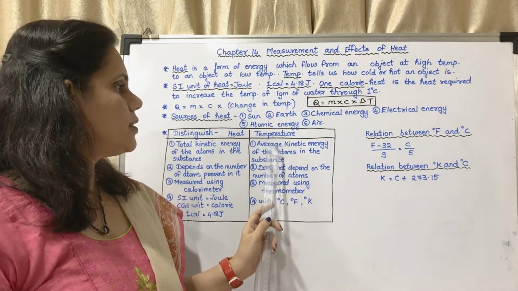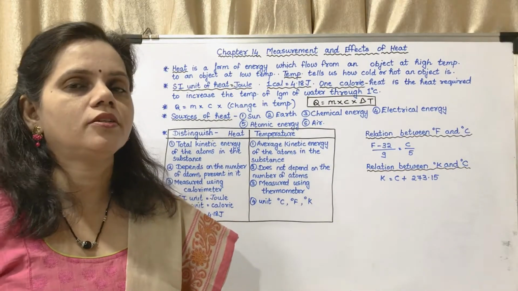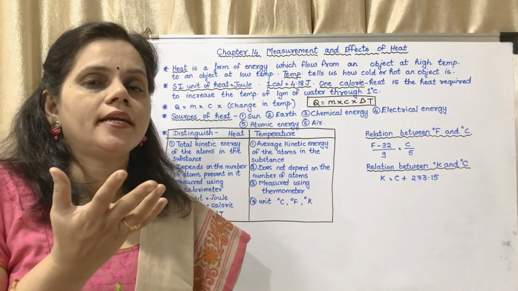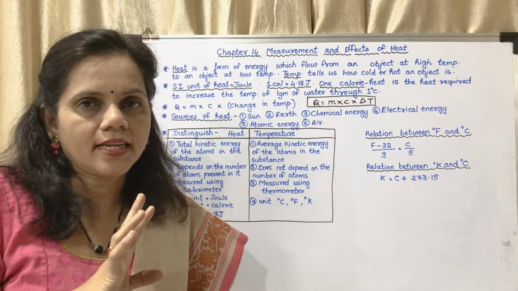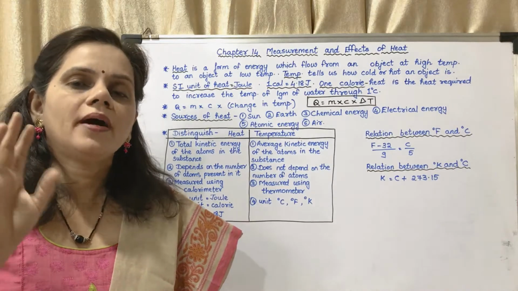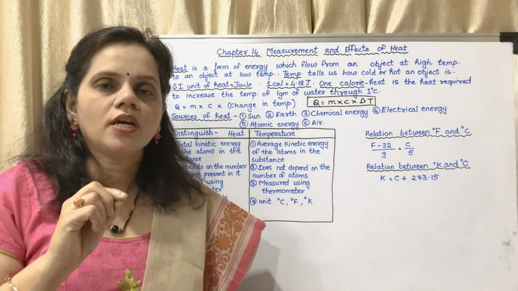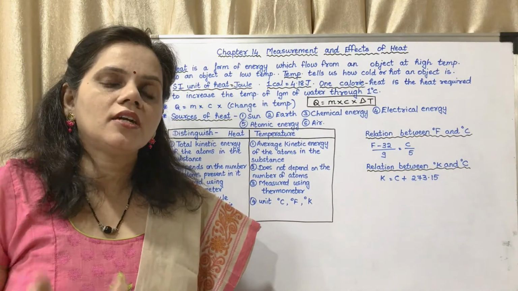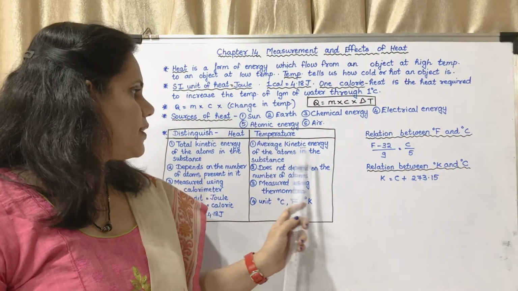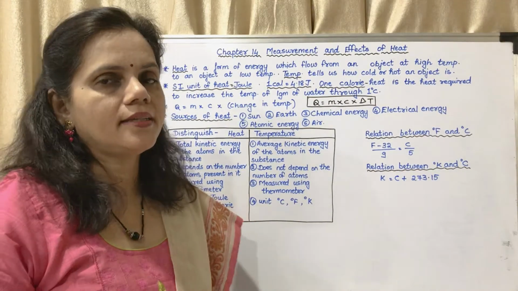And what is temperature? It is the average kinetic energy. Average kinetic energy means it will be less compared to that of heat. If one atom possesses more kinetic energy and another possesses less, there won't be much difference, say 5 calories or so. But there is a little difference in values, in energy. So when you calculate the average, the value will be a little less comparatively. So the average kinetic energy of the atoms in the substance, this is the main difference between heat and temperature.